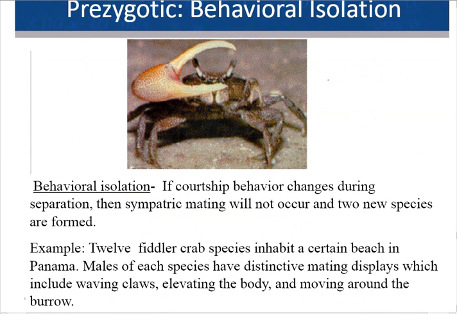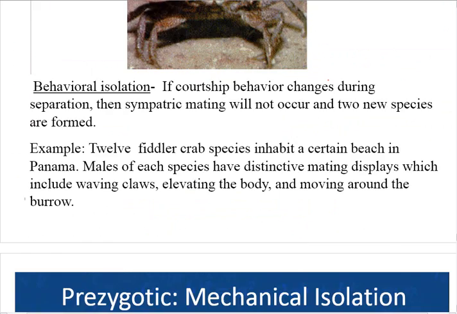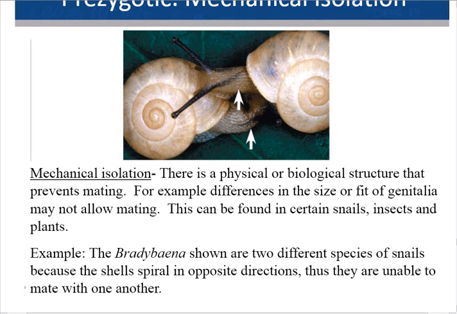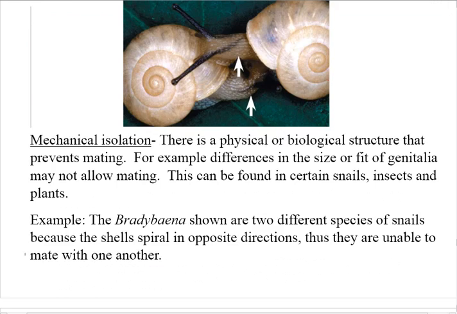Behavioral isolation, pretty straightforward. You might be familiar with this. Think about courtship behavior. If the male doesn't do the right behavior, the female's not going to mate with him. Has to act just right. Mechanical isolation, let's just say the parts don't fit. You know what parts I mean.